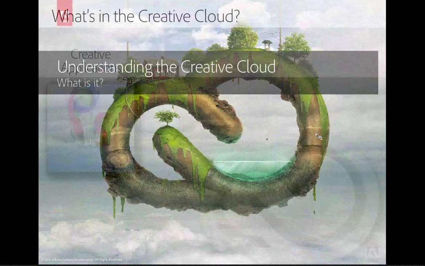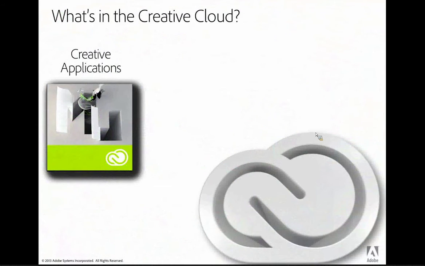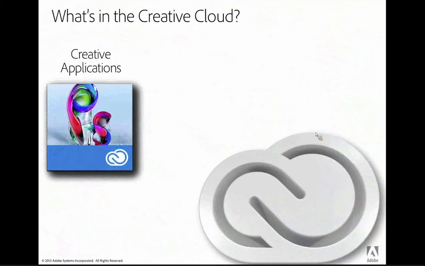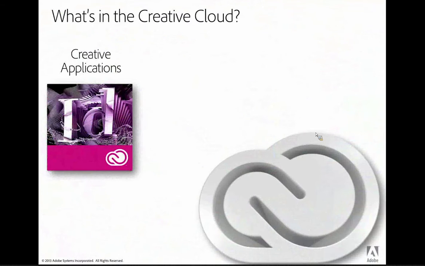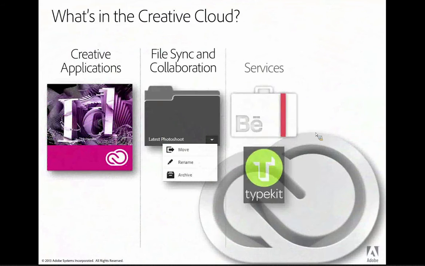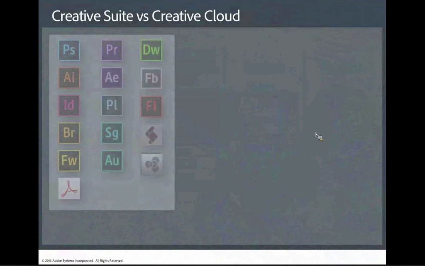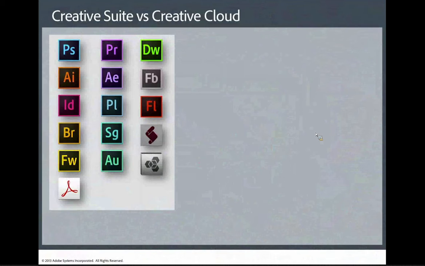I'm just going to help you understand very quickly, before we move ahead with our success story, what is actually in the Creative Cloud. So the Creative Cloud consists first and foremost of the creative applications that you see flashing before you now. And it also includes file sync and collaboration, plus some new services like Behance and Typekit, as well as expert services for individualized help.